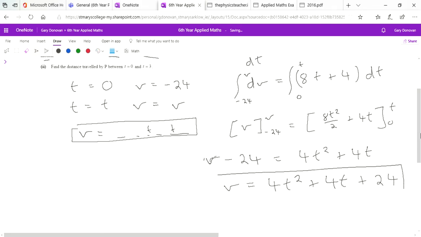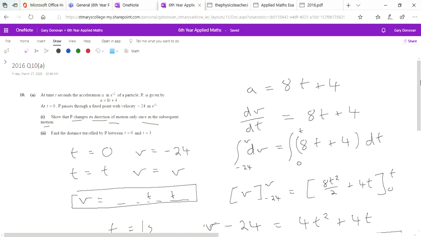So there's our equation for v, and that's a really important equation because it allows us to put in any value of time, 1 second, 2 seconds, 3 seconds, and find the velocity at that time. Now let's go back to the question.